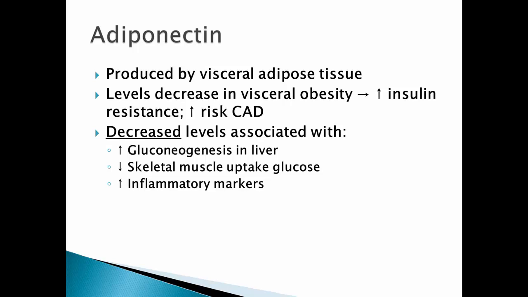So decreased levels of adiponectin are associated with increased gluconeogenesis in the liver, decreased skeletal muscle uptake of glucose, a decrease in insulin sensitivity, as well as an increase in inflammatory markers. So as a result, you lose the anti-inflammatory and the anti-atherogenic effect that adiponectin is supposed to play.